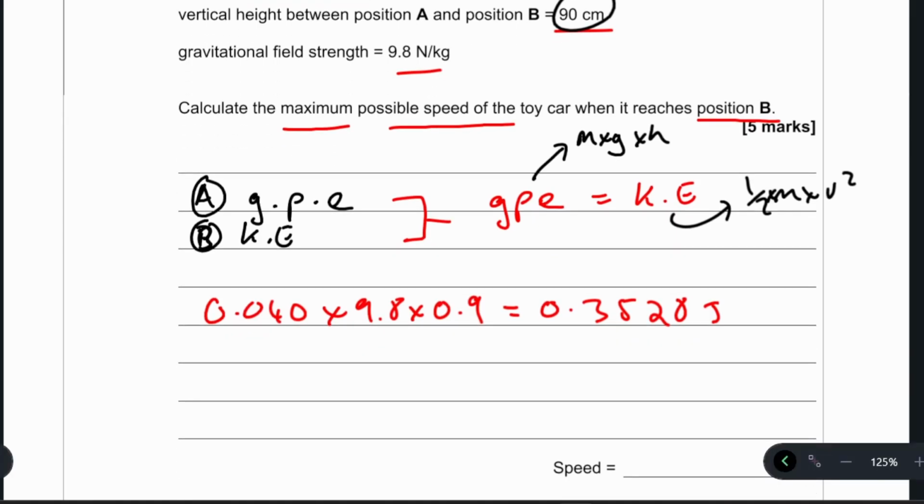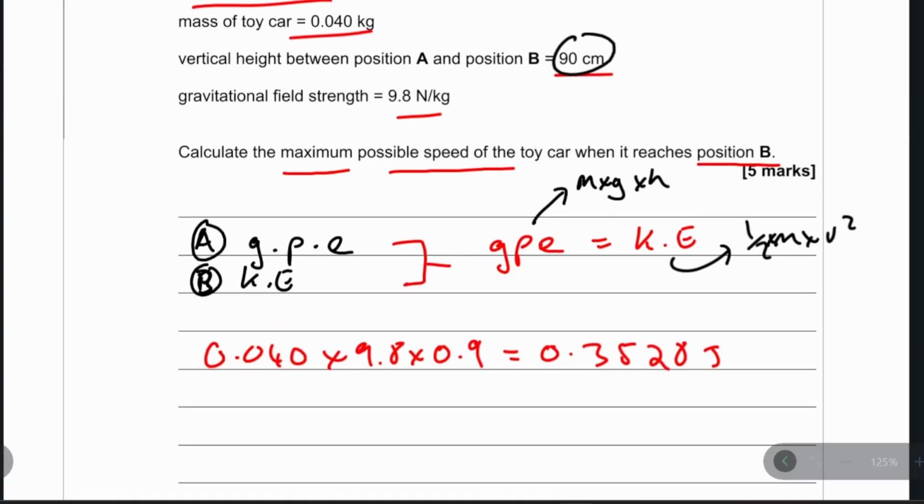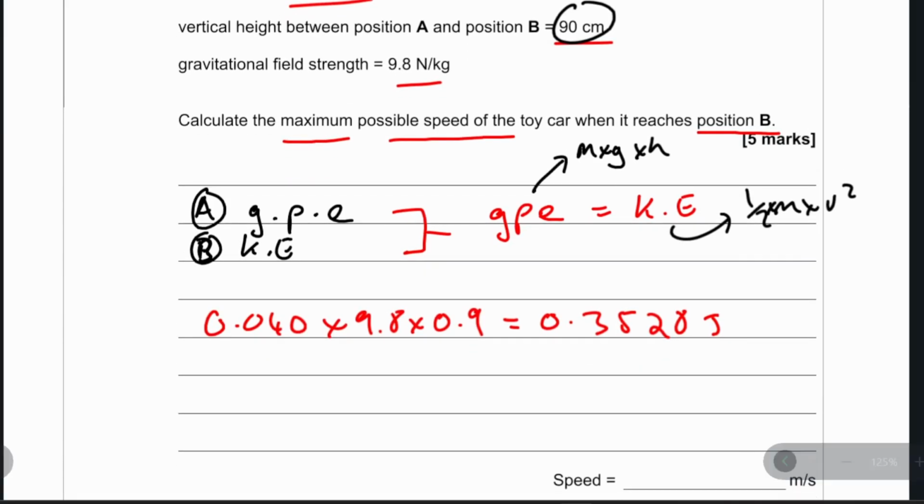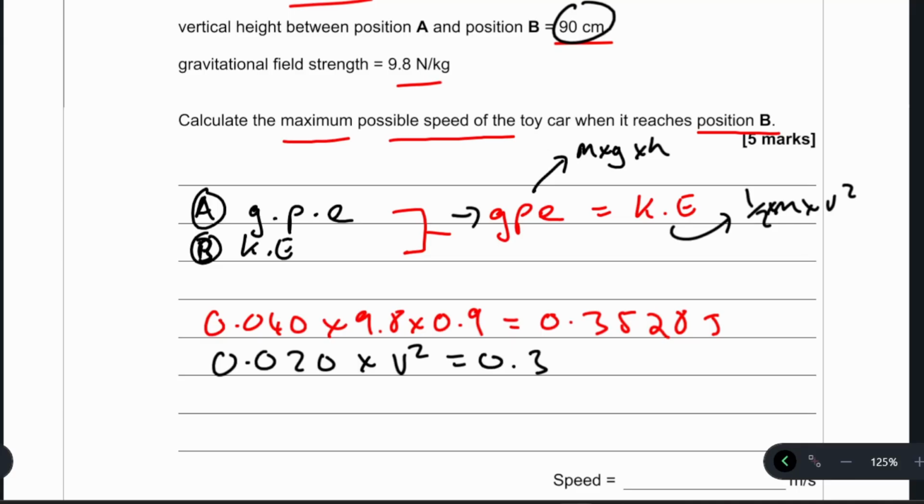Cool. Now we can compare this to the kinetic energy. So the kinetic energy is going to be equal to half times the mass times velocity squared. So half of the mass is 0.02 kilograms. And this is going to be multiplied by velocity squared. And remember, because these are equal to each other, we can say that this is equal to 0.3528 joules.